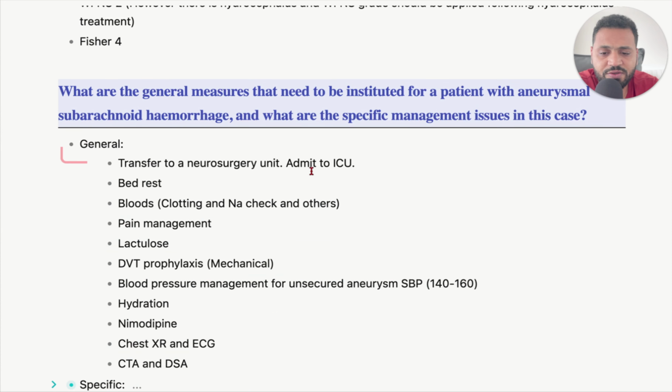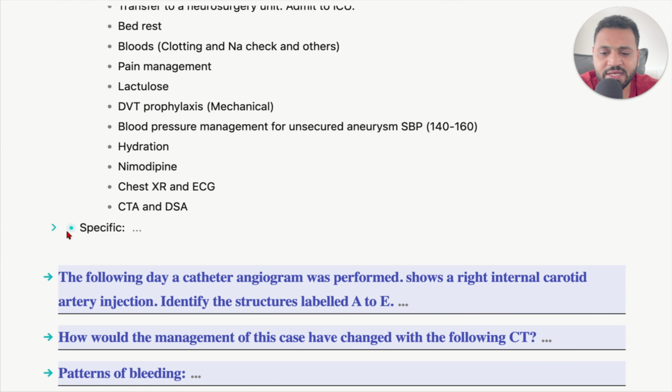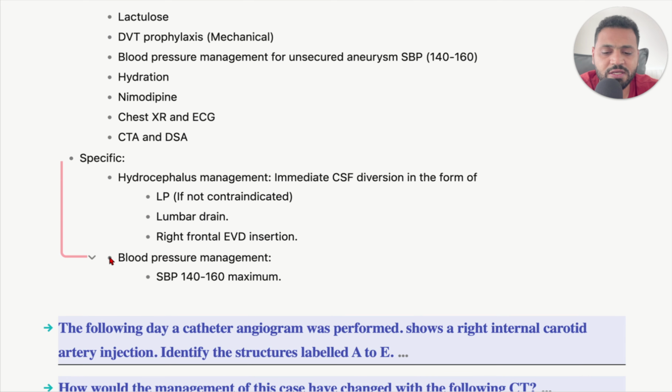So the general measures you need to consider: transfer to a unit, book ICU for the patient, bed rest, do all the bloods, pain management, lactulose, DVT prophylaxis. You cannot really give prophylactic low molecular weight heparin at this stage, but you should consider mechanical prophylaxis and blood pressure management, which I haven't mentioned. You should aim to keep the systolic blood pressure on the low normal side. The specific measures you can institute are basically hydrocephalus management and also blood pressure management. Keep it in the low normal.